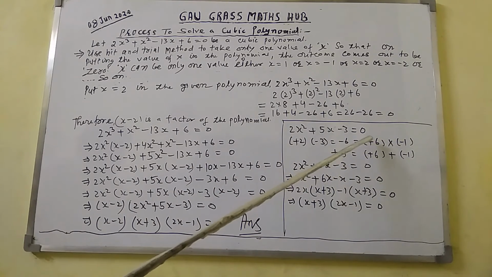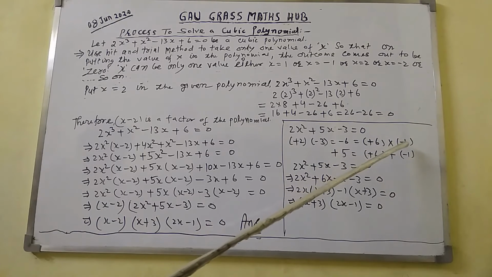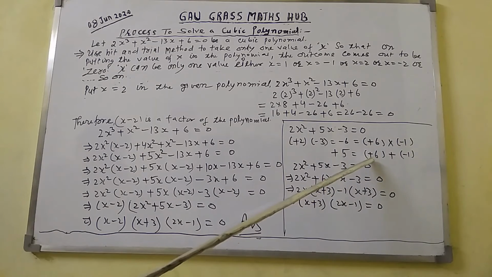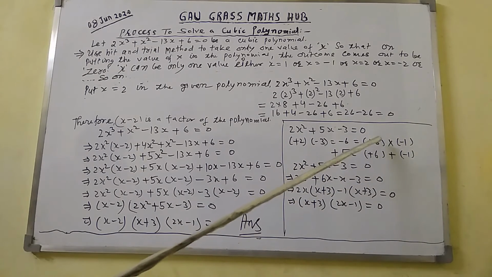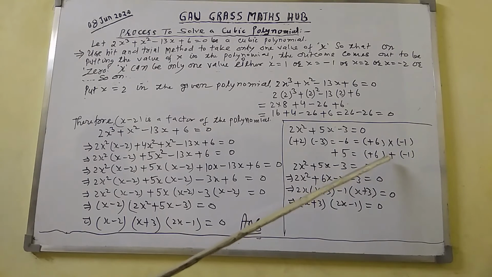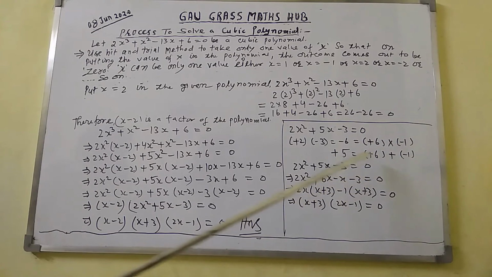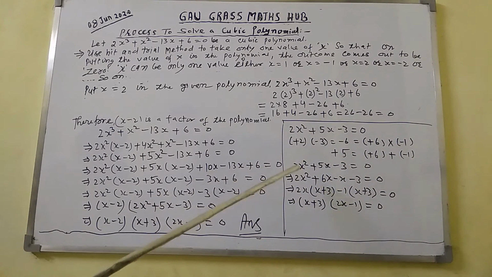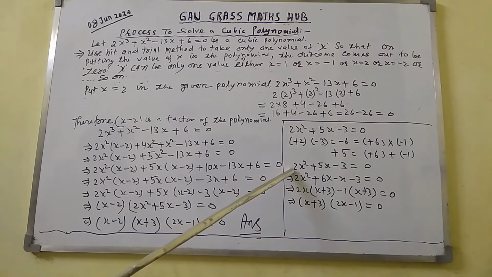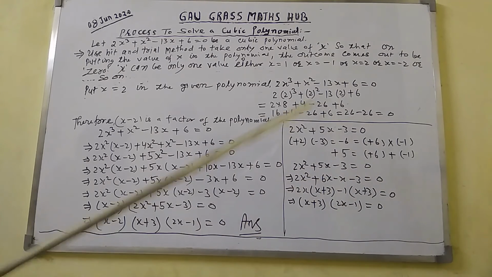Now if you multiply plus 6 into minus 1, the outcome will be minus 6. Now the same value, plus 6 is written, minus 1 is written. Now add them. If you add plus 6 plus minus 1, you will get plus 5. Now write down here the original quadratic equation, 2x square plus 5x minus 3 equal to 0.